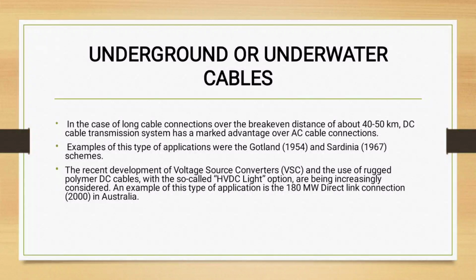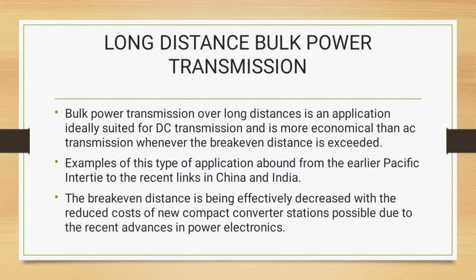The recent development of voltage source converters and the use of rugged polymer DC cables with the so-called HVDC Light option are being increasingly considered. An example of this application is the 180 MW direct link connection in Australia.